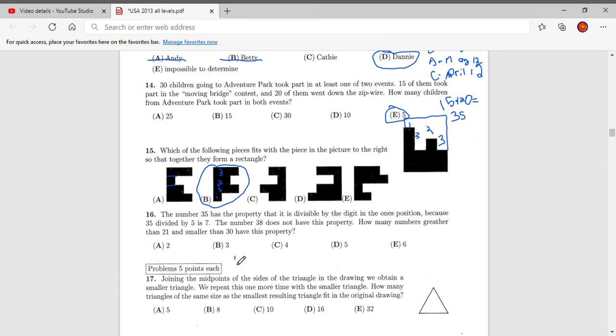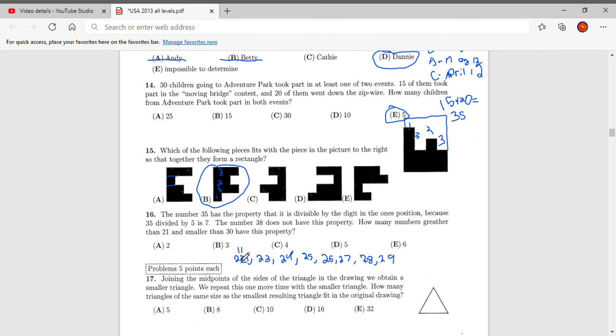There is 22, 23, 24, 25, 26, 27, 28, and finally 29. Let's start with 22. The units digit, the ones position, is 2. So it is divisible by 2, because 22 divided by 2 is 11.